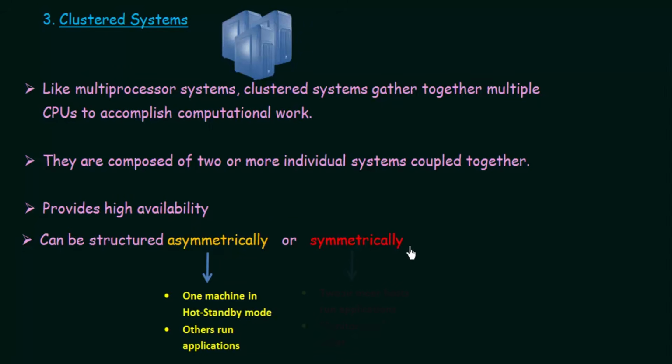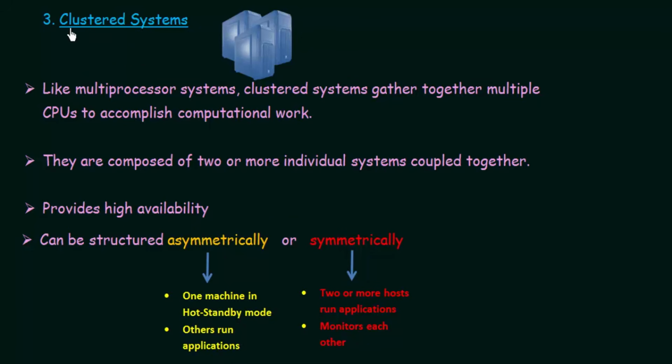And then in symmetric mode, two or more hosts run applications and they monitor each other. So unlike the asymmetric mode where one is monitoring, here all the hosts are running the applications or are involved in certain tasks, and instead of one system monitoring everyone, all the systems monitor each other. So if you think which is better, asymmetric or symmetric, obviously it is the symmetric one. That is because here all the resources can be shared and used efficiently as compared to the asymmetric structuring.